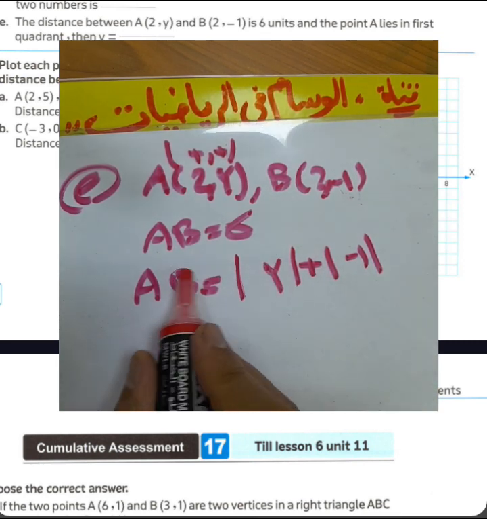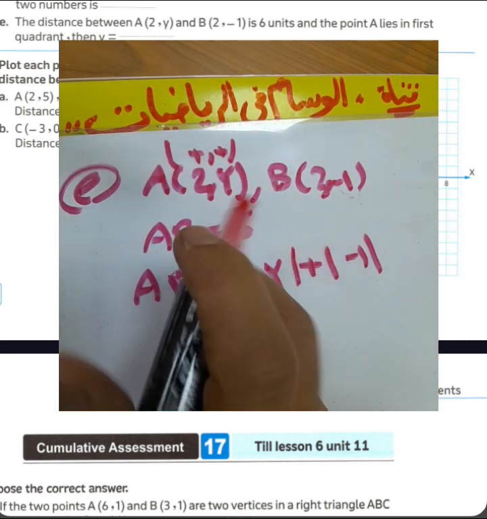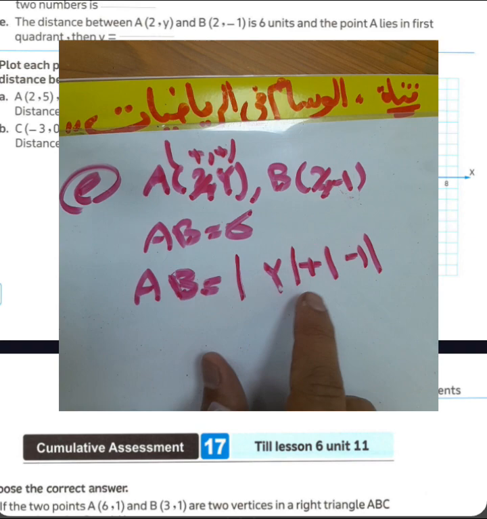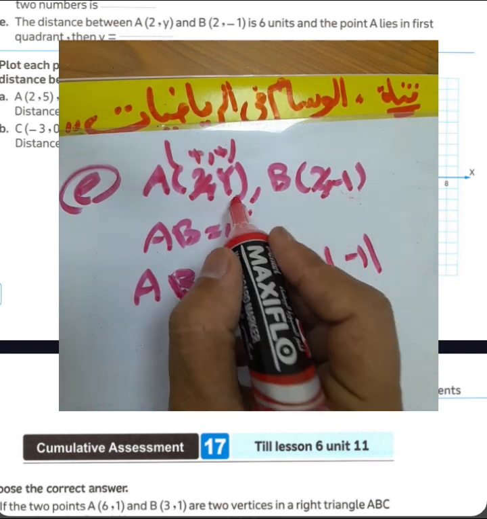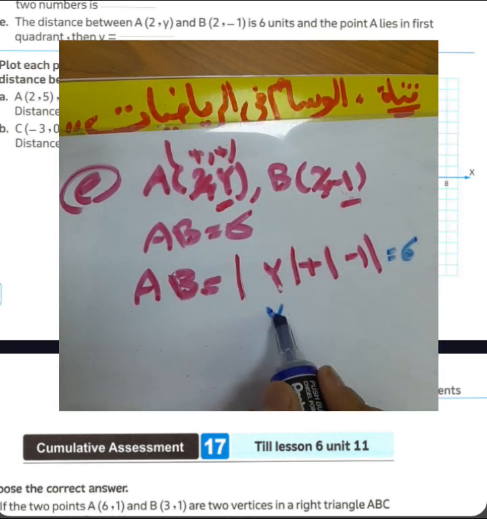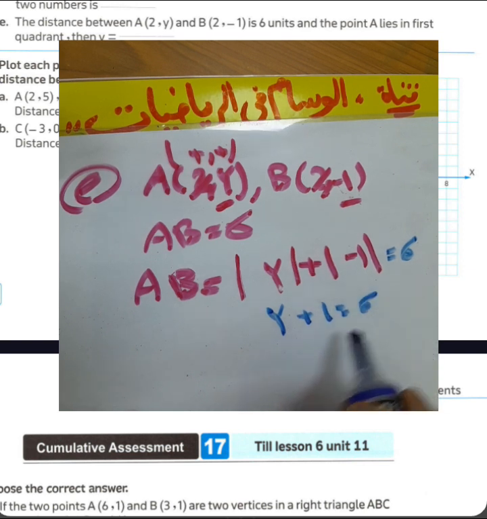Okay, then the absolute value of the first, cancel 2 by 2, and write the absolute value of the first here, plus the absolute value of the second, y and negative 1. He gives us the distance between them equals 6. Okay, then y plus 1 equals 6. Then the value of y equals 5.